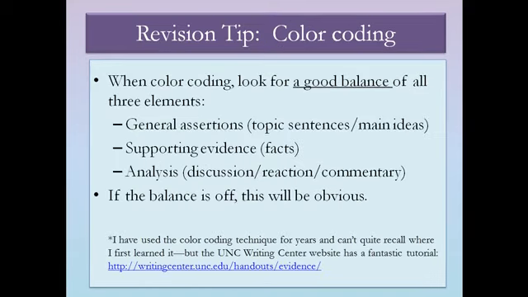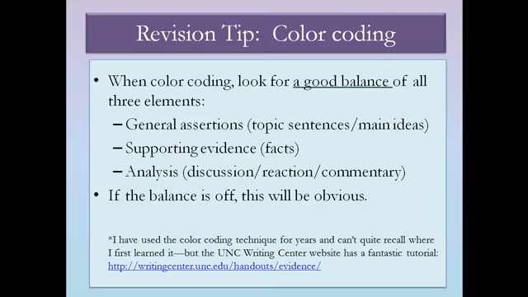And when color coding, what you're looking for is a good balance of those 3 elements. A good balance between general assertions, which are your topic sentences and your main ideas, supporting evidence, which are your facts and your statistics, and analysis, which is your own discussion, your own reaction, your own commentary on those facts.